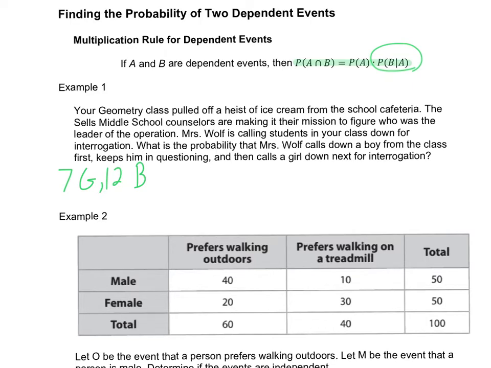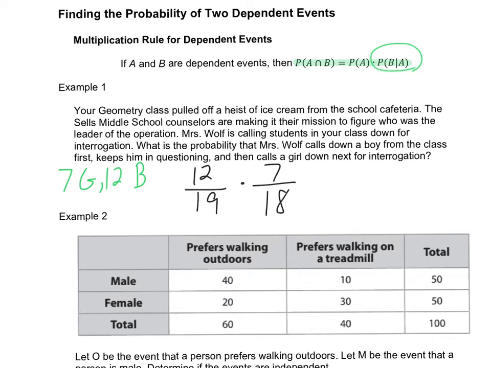So the probability that a boy gets called down first would be, there's 12 of them, right? So 12 options out of a total of how many kids in the class? 19 kids in the class. All right, so that boy stays, and now there's a girl getting called down. Well, how many girls are left after that boy is pulled down? Still 7, right? There's still 7 girls, but here's the change. Is there 19 kids remaining? No, there's one less than that because one is in the office. So 18 people remain in the class.